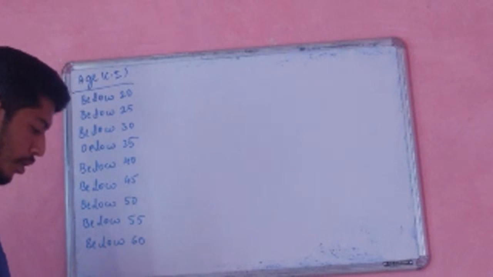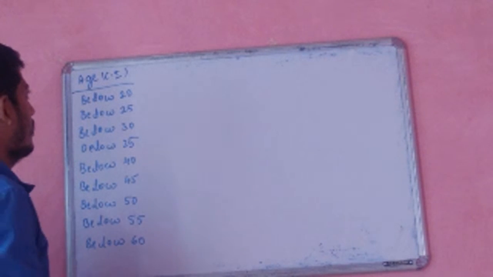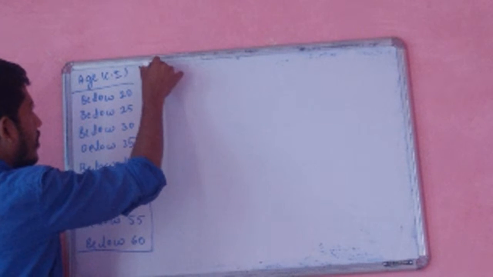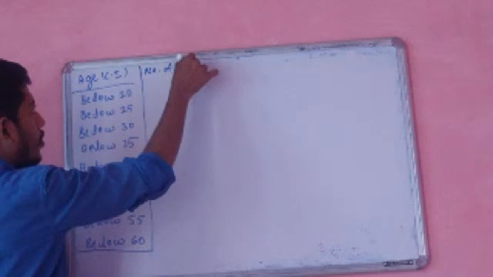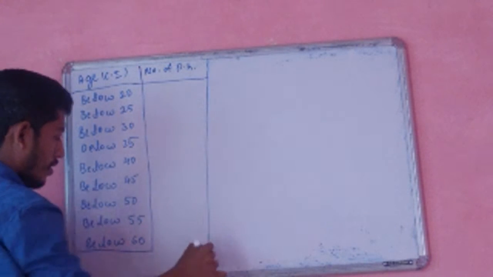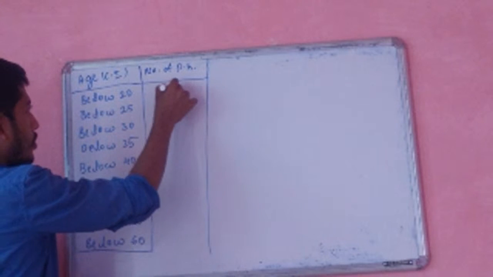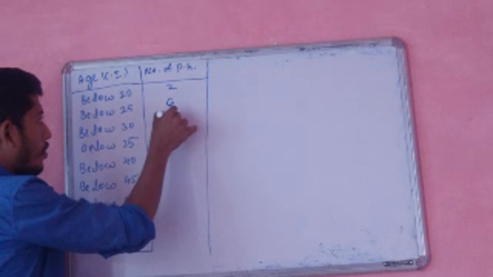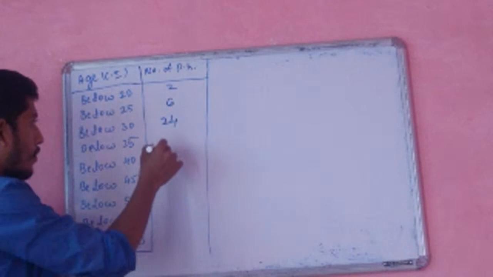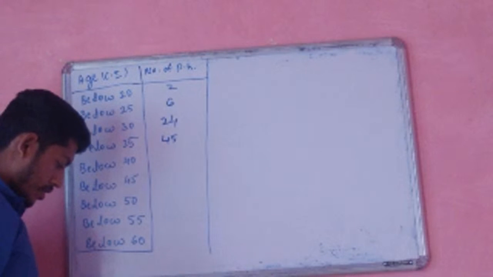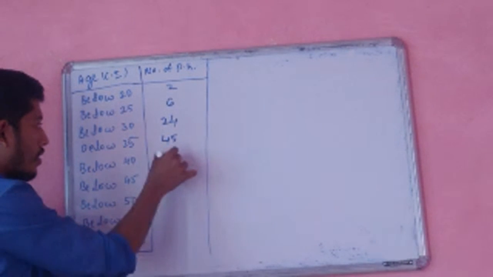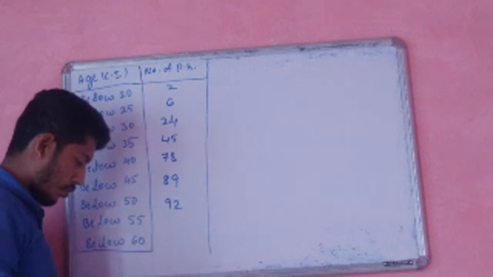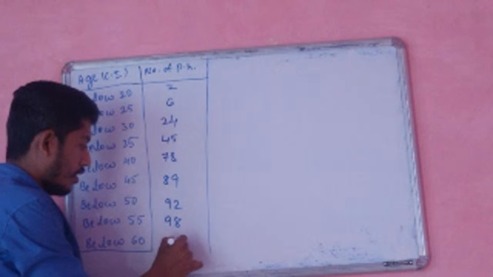The next column is the number of policy holders that are given. So that is 2, 6, 24, then 45, 78, 89, 92, 98, then 100.